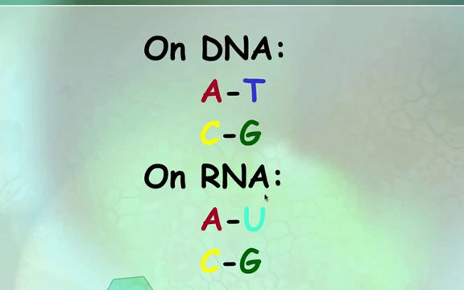Remember the complementary bases. On DNA, A goes with T and C goes with G. On RNA, A goes with U and C goes with G. It's very important that you remember the base pairings when it comes to doing protein synthesis.